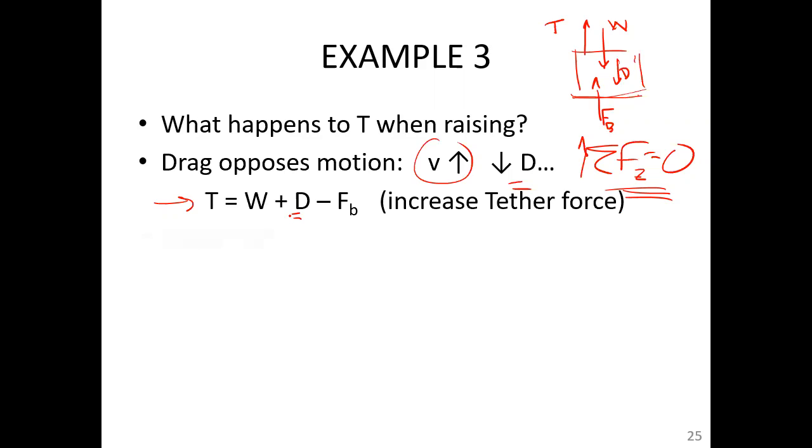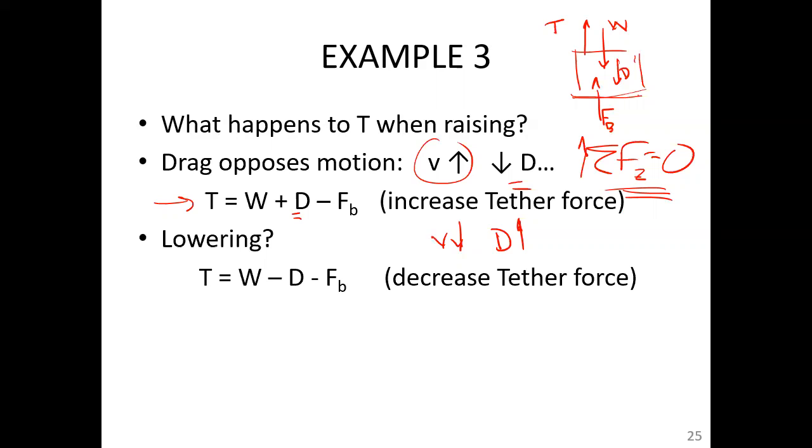If you were lowering it, you would expect the opposite. If you're lowering, then the drag force again opposes motion. And we're going to spend 2 or 3 weeks on drag in here. Drag force is in the opposite direction, and that means that it would be much less tether force when you're lowering. What would be the largest tether force you would have?